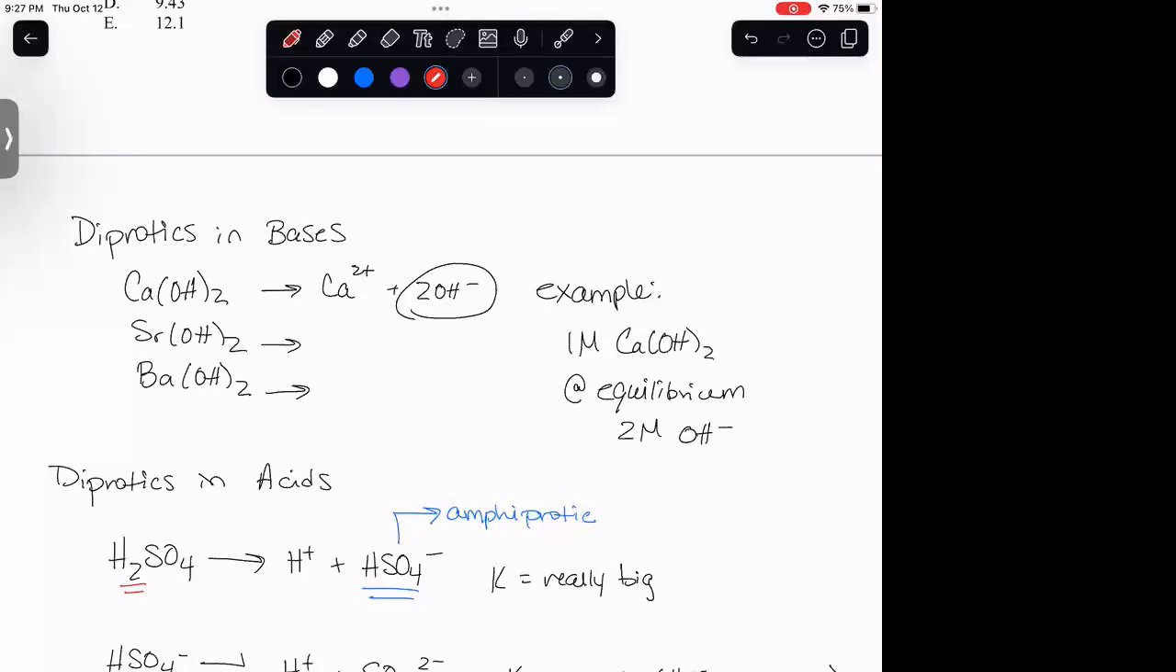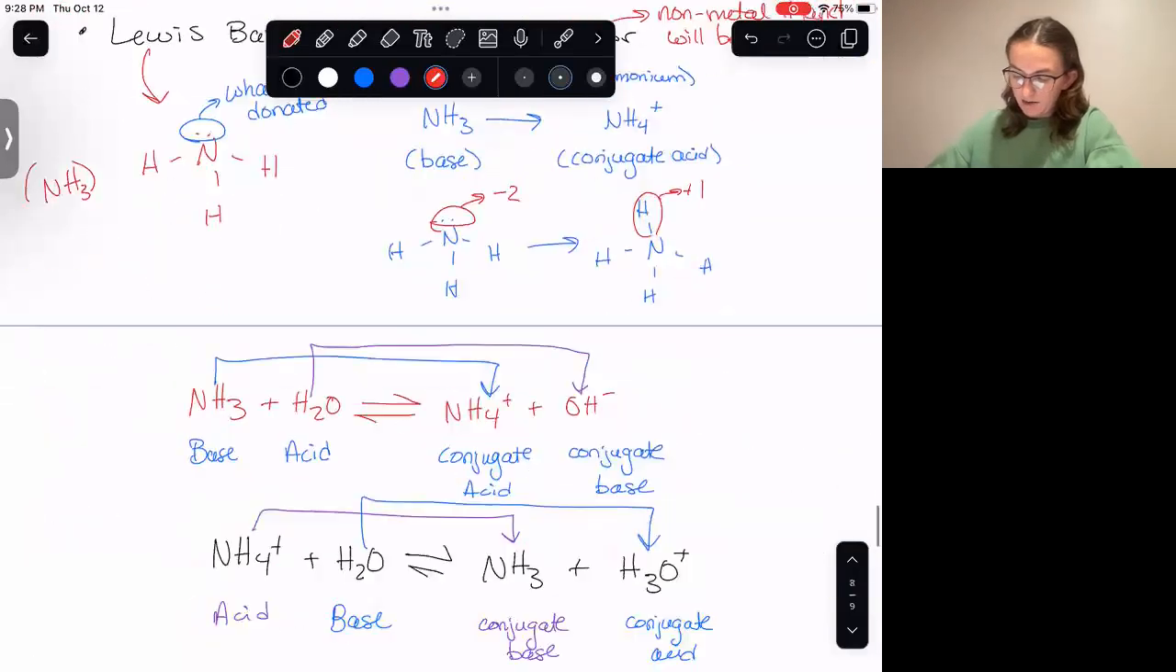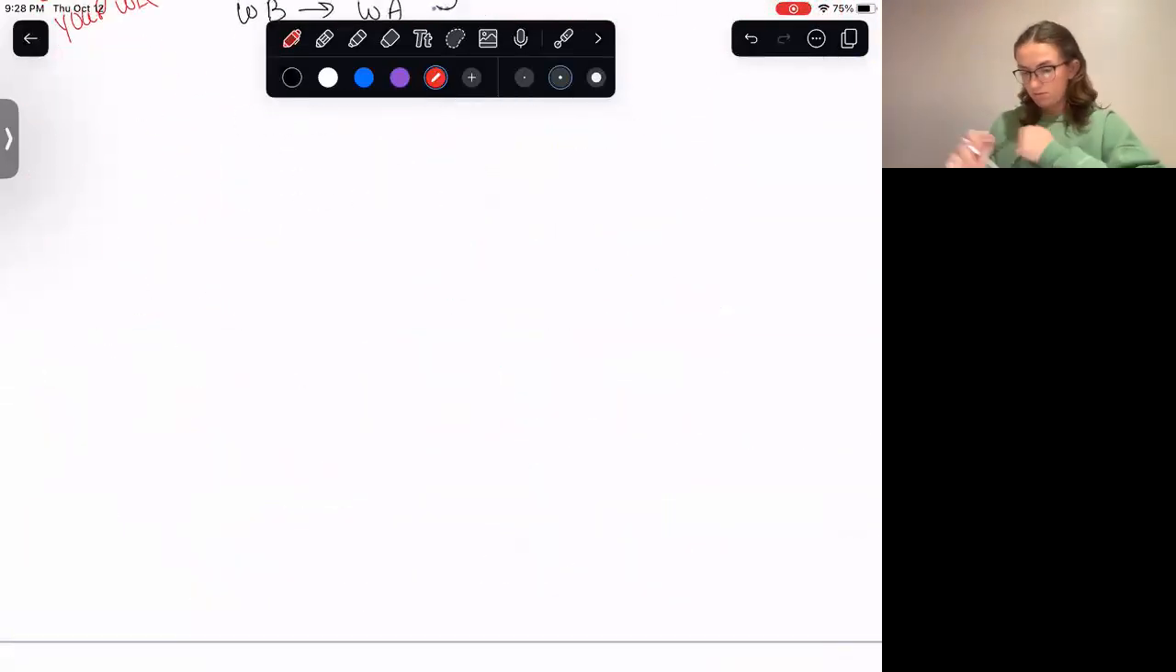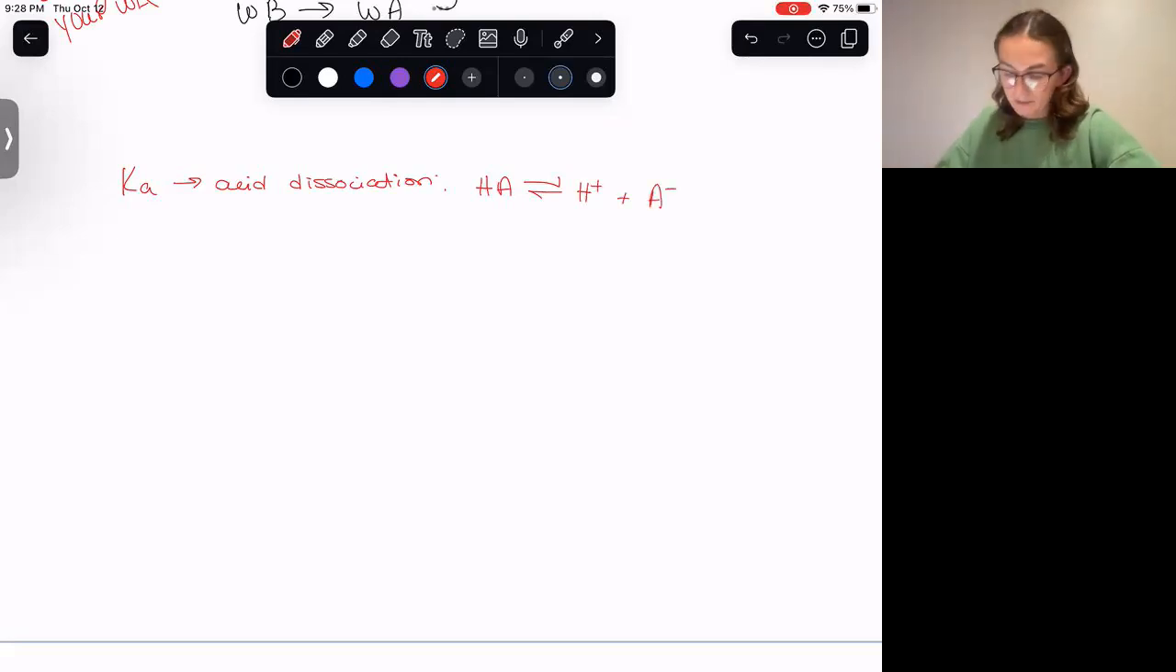Whenever you're solving for x, will x always equal the H plus? Will it ever equal OH minus? It depends on if you're talking about Ka or Kb. So if we're given a Ka, this is the acid dissociation, which means we have our acid that's dissociating into H plus and its conjugate base A minus.